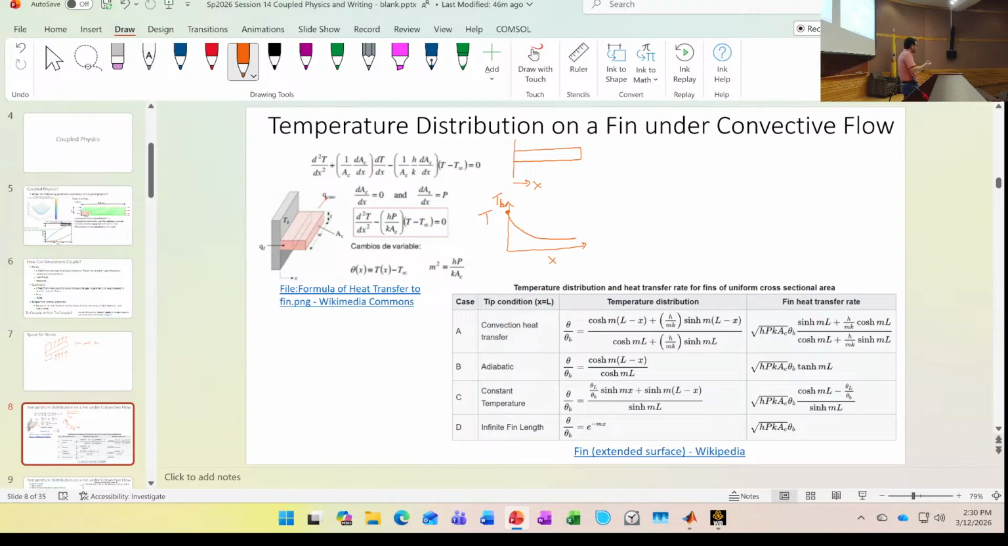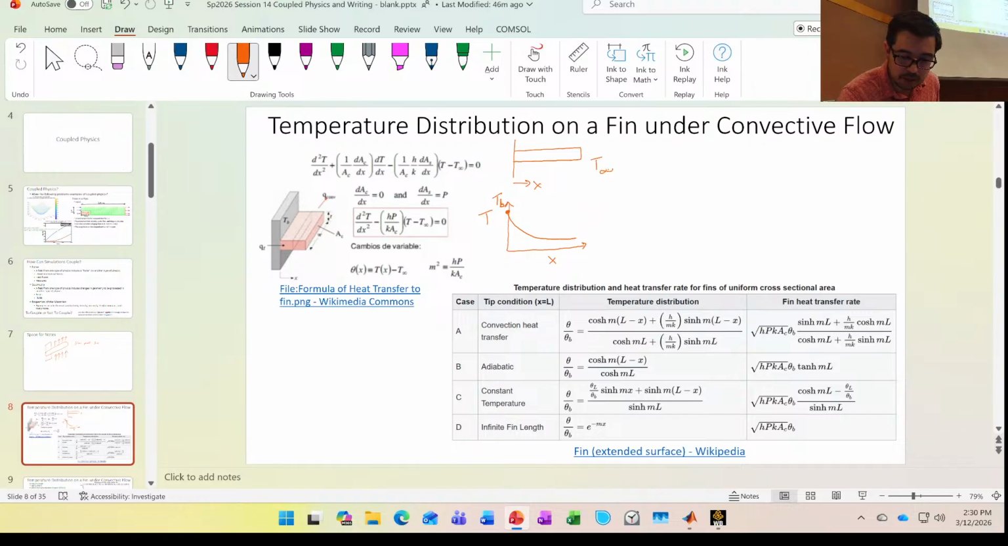What could affect this profile? Yes, Javier. Aside from temperature, sure, temperature can definitely affect it. Out here you have T ambient, and you have TB. What other properties can affect the profile?